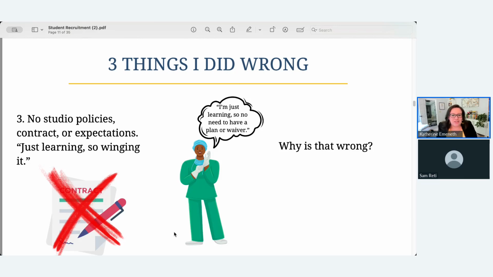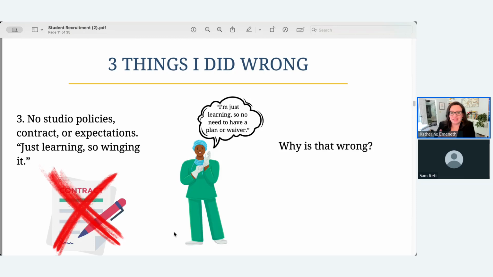And if you have to have brain surgery and your surgeon comes up to you and is like, yeah, I'm just learning. This is just my side hustle. It's not really, it's just something I do for fun on the side. So we don't really have to have a plan. We don't really have to have an insurance liability waiver. I'm just going to wing it. How would that make you feel?